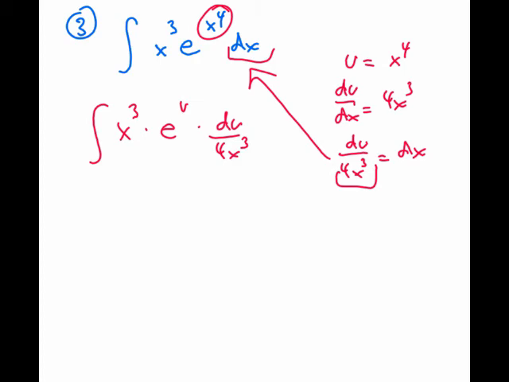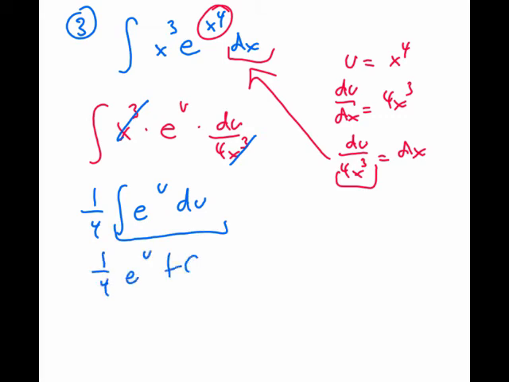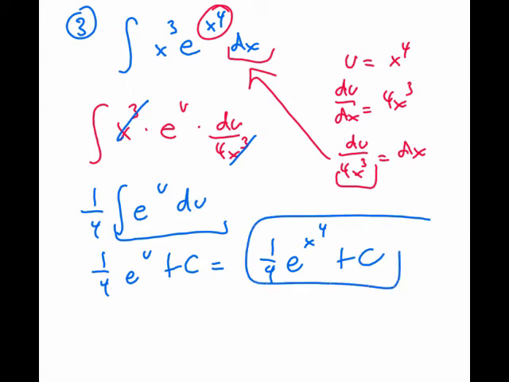Okay, my x cubes cancel out, and so I've got an expression entirely with u's. And I have a basic integral. Integral of e to the u is e to the u plus a constant, putting the u back in its spot results in my antiderivative.